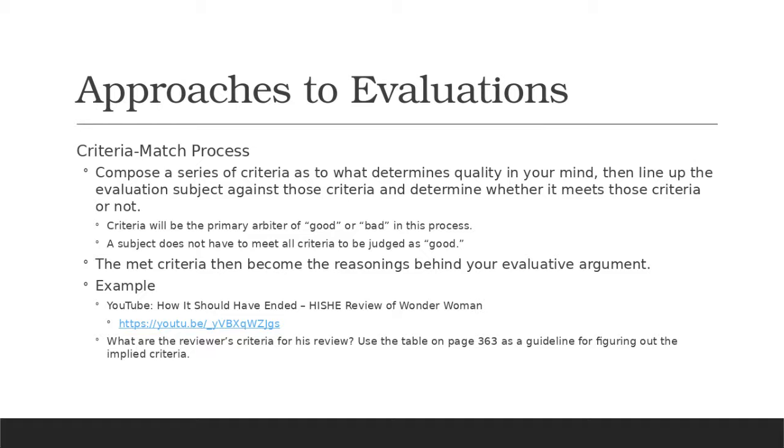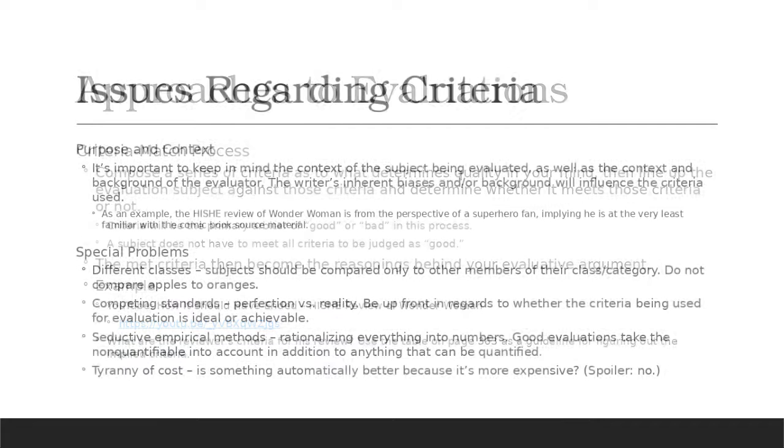The met criteria then become the reasonings behind your evaluative argument, the met or unmet criteria. If you decide that it's not of good quality, you're going to tell us what the unmet criteria are. So we have the example here of the How It Should Have Ended review of Wonder Woman, and it's asking what are the reviewer's criteria for his review. This is the next lecture exercise.